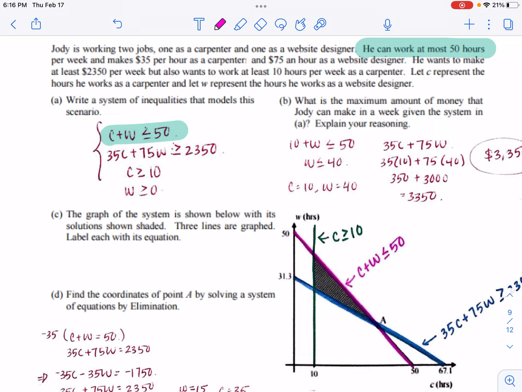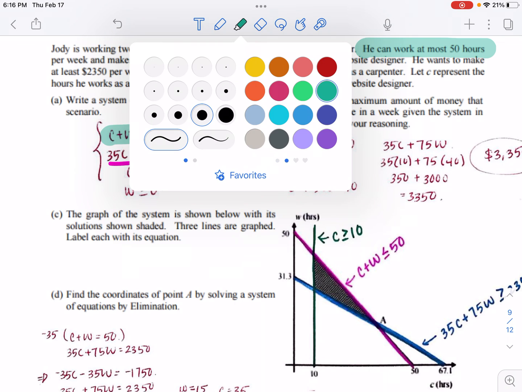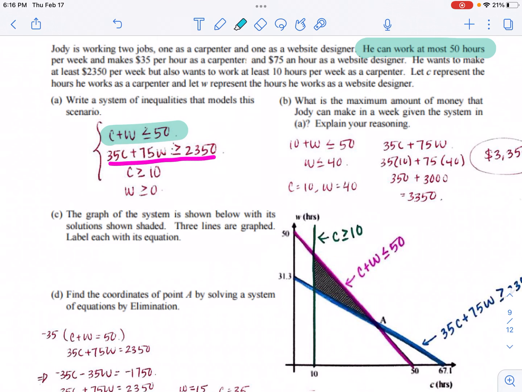I then noticed that he talked a lot about his profits here, how much he wants to make. Well, he charges $34 as a carpenter and $75 an hour as a web designer, and he wants to make at least $2,350. That's this inequality here. We then looked at different constraints that he also said, right? He doesn't want to work all the time. So he wants to work at least 10 hours per week as a carpenter. And then he also didn't say anything about a web designer, so we said w must be greater than or equal to 0.